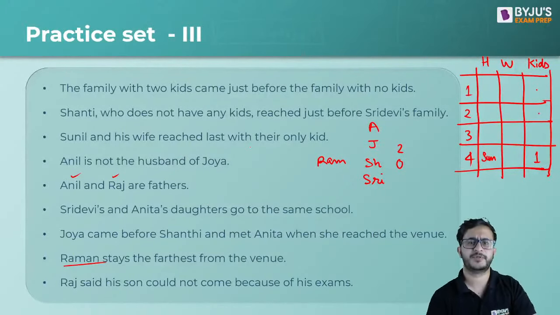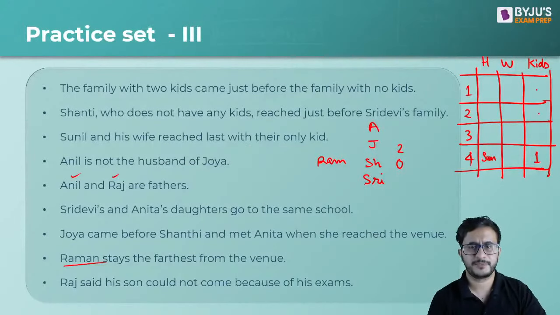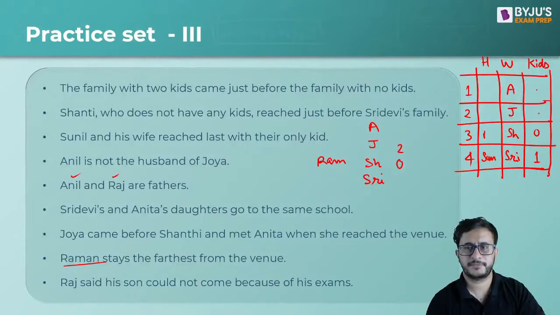Sunil is the last person to come, right? So the last person can be Sridevi only, because we know that Shanti came before Sridevi, and Joya came before Shanti, and Anita was already there. So Anita, Joya, Shanti and Sridevi. So this is Raman. Anil is not the husband of Joya, so Anil will be the husband here, and this will be Raj.